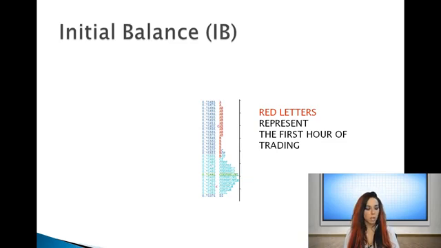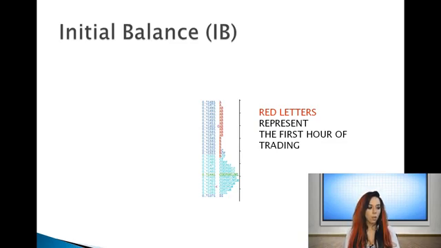I already mentioned initial balance in the previous lesson, but I didn't really go too much into it. Now we're going to use this initial balance range to gauge what kind of a day type we might be looking at, or what kind of a day type might be developing. We'll be looking at whether the prices extend initial balance or not, and also how far they extend.